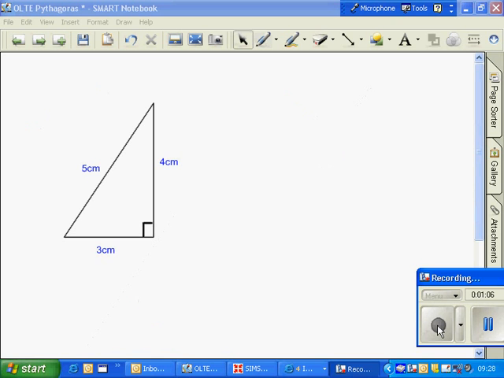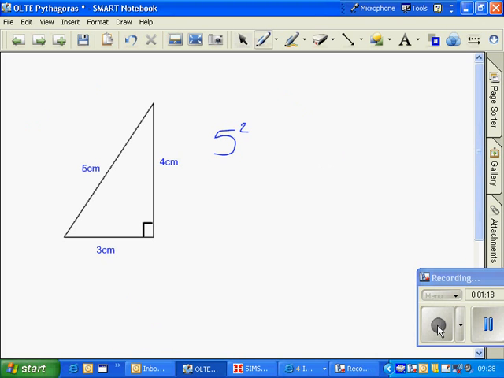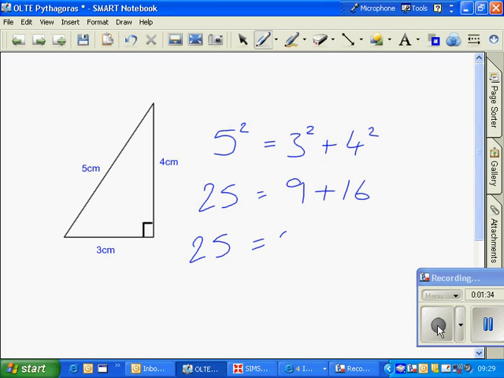If we now look at this right angle triangle with actually numbers written on it, if we use Pythagoras' theorem, he said that the longest side squared, which in this case is 5, is equal to the other two sides squared, 3 squared plus 4 squared. Now, does that work? 25 is equal to 9 plus 16. 25 is equal to 25. So therefore, that proves that Pythagoras' theorem works for that particular triangle.